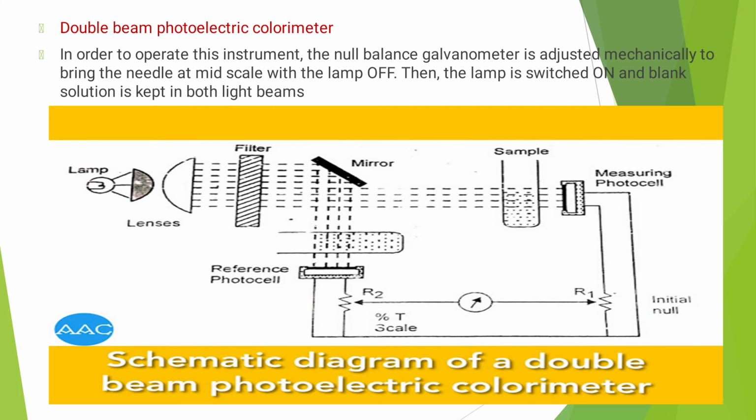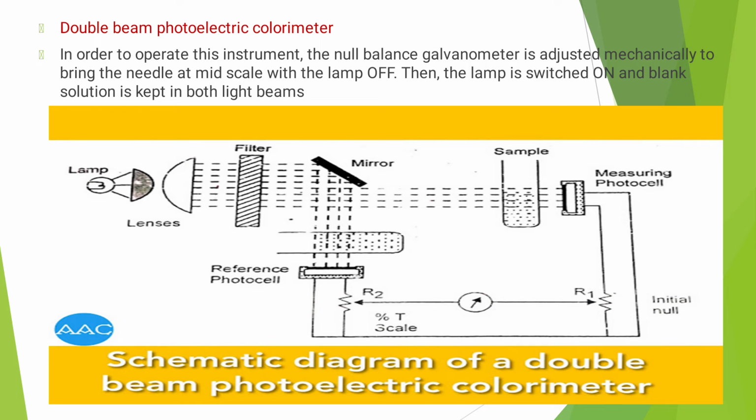So if you prepare a series of solutions of different concentrations, and measure the absorbance, that is the optical density, of the standard solutions, by plotting a graph we can determine the absorbance of the unknown solution. So this is about what is nothing but lambda max.